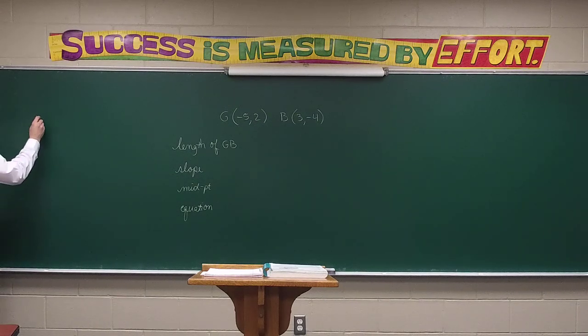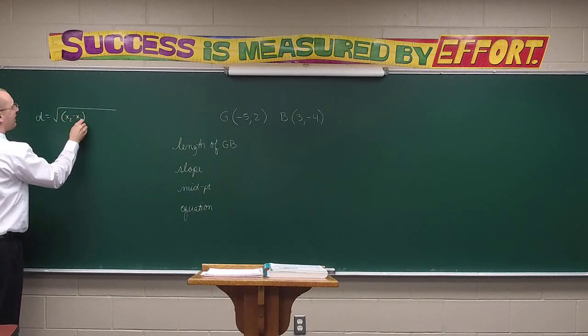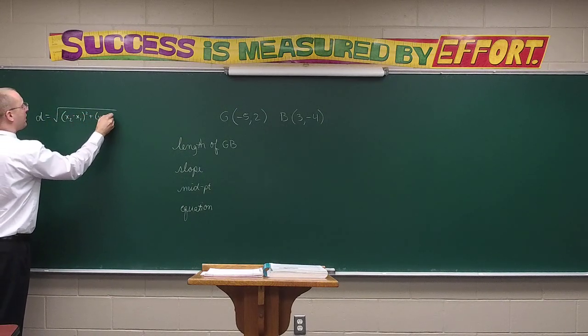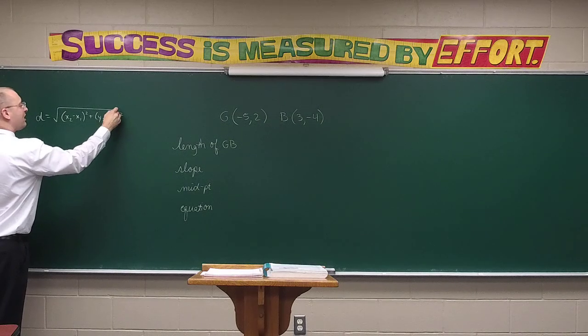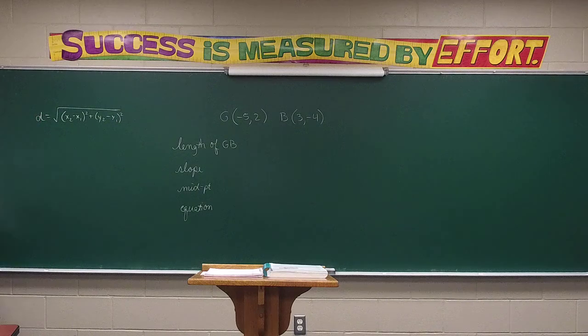D equals the square root of x2 minus x1 squared plus y2 minus y1 squared. I messed it up just a little bit. All right, there we go. x2 minus x1 squared plus y2 minus y1 squared.